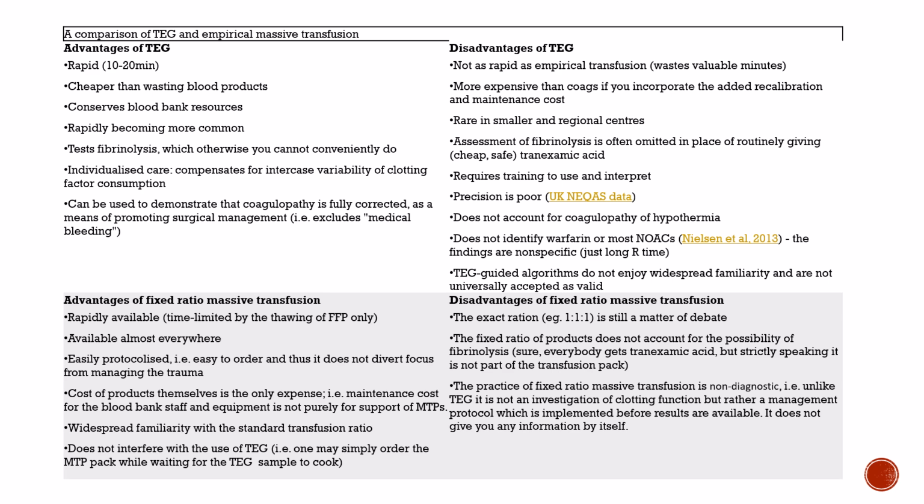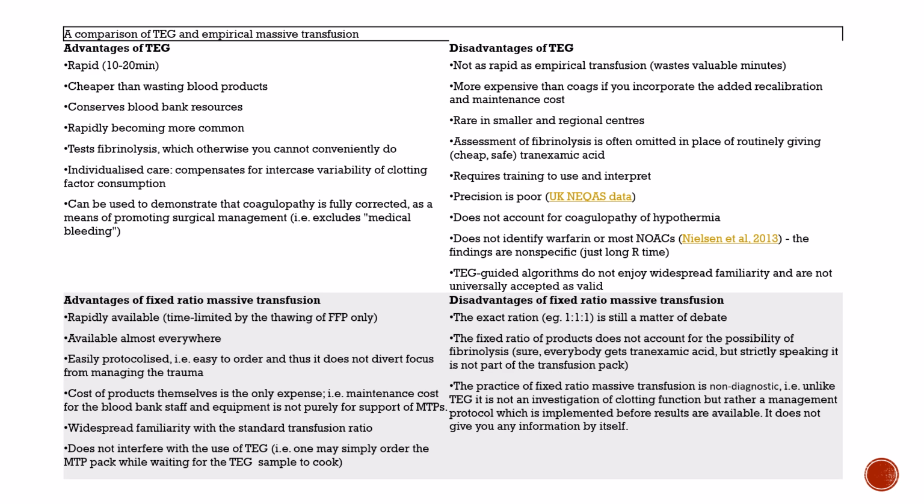Disadvantages, it's not as quick as just giving a fixed ratio. You can do that instantly. The testing is more expensive than coag tests. However, it's cheaper than wasting blood products. It requires a lot of maintenance, requires training. You might not get it in small regional centres. They're not always super precise. And it can be confounded by things like hypothermia.